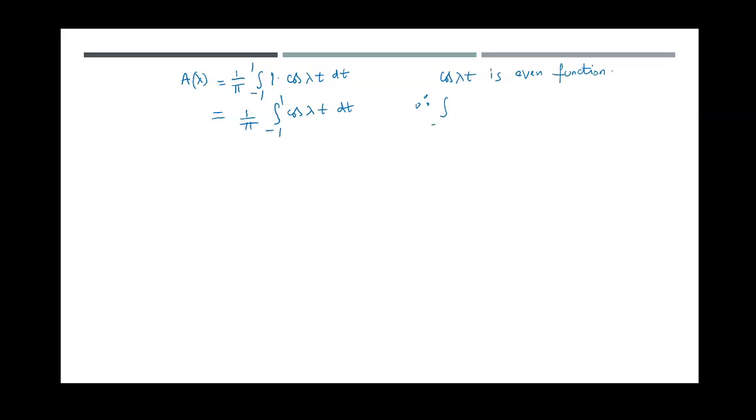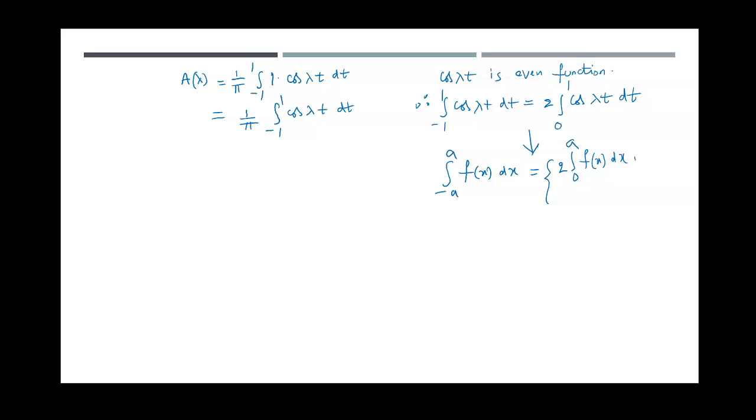Therefore, integral -1 to 1 cos lambda t dt can be written as 2 integral 0 to 1 cos lambda t dt. How? By using the definite integration formula: integral -a to a f(x) dx equals 2 integral 0 to a f(x) dx if f(x) is even, and 0 if f(x) is odd. By using this definite integration formula, we can write this integral in this manner.